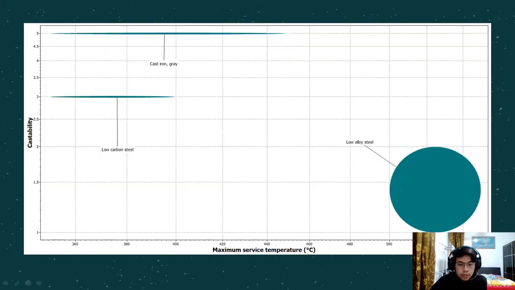In this graph, we can see that the maximum surface temperature for cast iron is higher than low carbon steel but lower than low alloy steel. And the castability of cast iron is the highest compared to the other materials. This is important because cast iron needs to undergo a process called chill iron casting so that its material properties can improve by a lot.